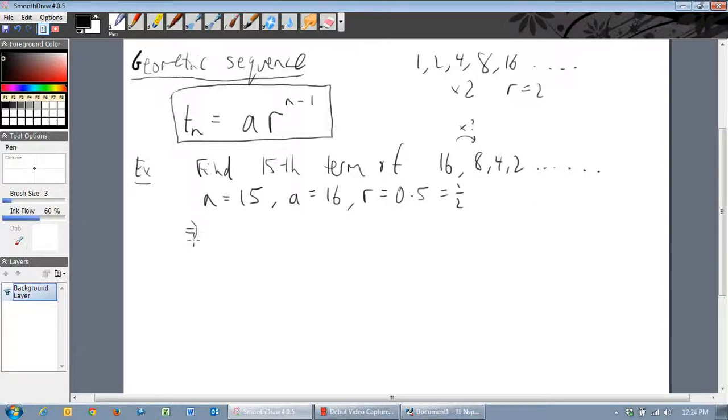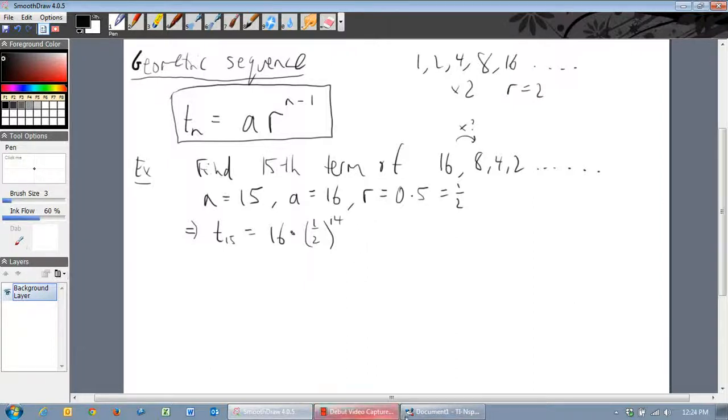Let's use the formula. So we want the 15th term, we want T15 equal to a, so 16 times, I'll just write my times up here, otherwise people get confused. 16 times r, which is half, to the power of n minus 1. Since n was 15, it'll be 14 up here. And that's just something you'll plug straight into your calculator.